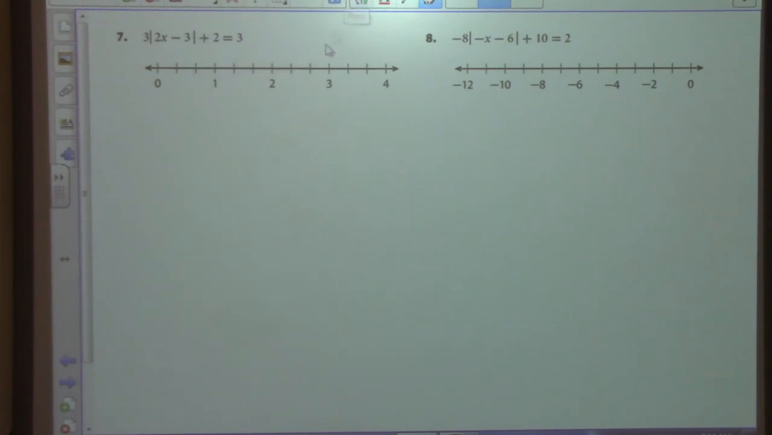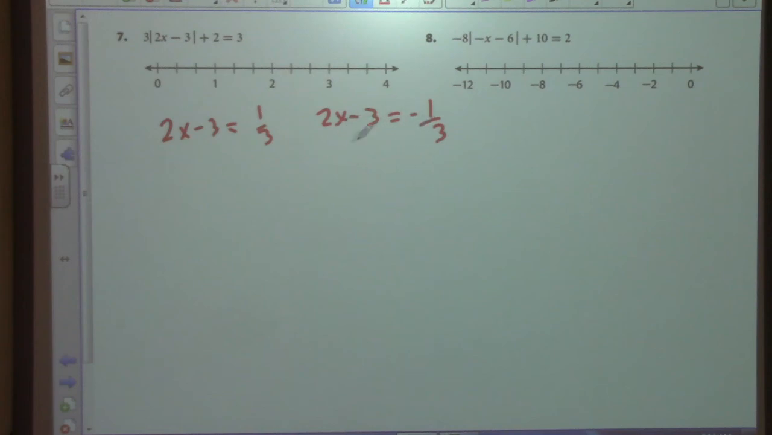Okay, you subtract 2, so you get like 1. So you get 1 divided by 3. So you'll get 2x minus 3 is equal to 1/3. Is that right? Yep. And 2x minus 3 is equal to negative 1/3. And then you just solve from there.